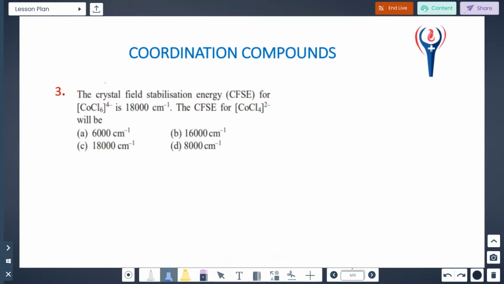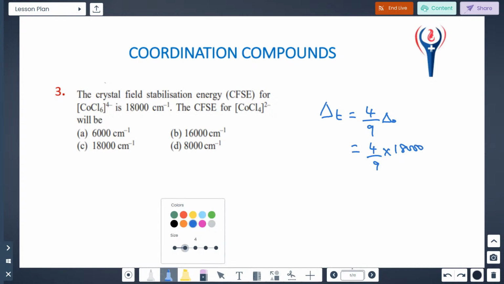Crystal field stabilization energy for this complex, 18,000 per centimeter, is given. CFSE for this octahedral complex, and this tetrahedral complex. What is the relation between them? Delta t is equal to 4 by 9 delta naught. Just remember this formula. It is the relation between CFSE for a tetrahedral complex and CFSE for an octahedral complex. Here the octahedral complex is given, so just substitute 18,000. So 4 by 9 into 18,000. Now you can cancel.